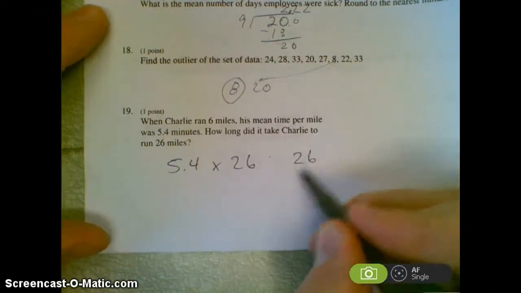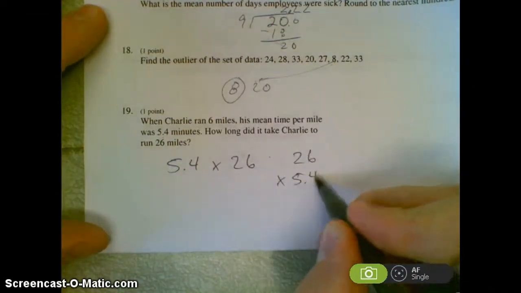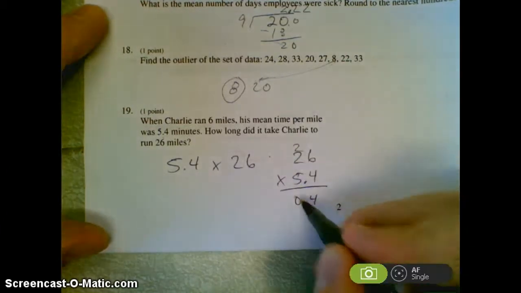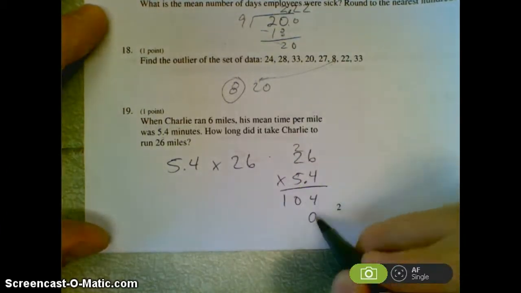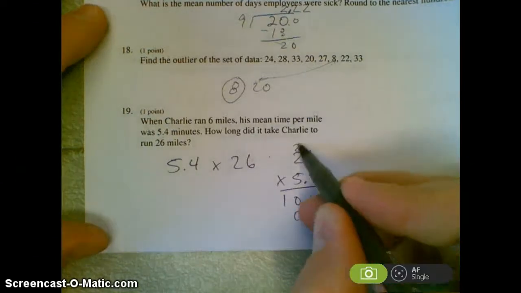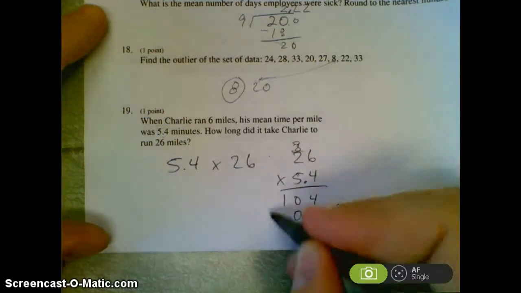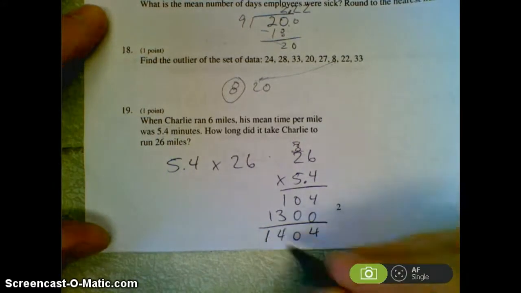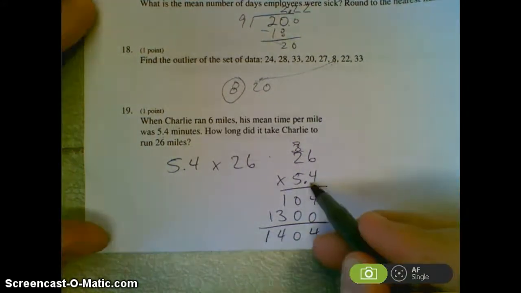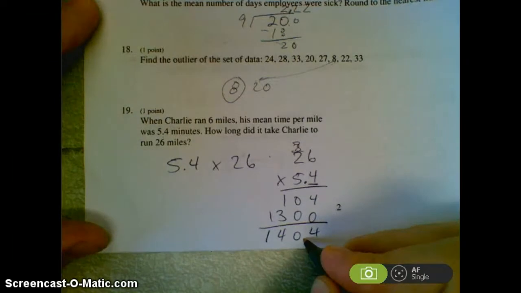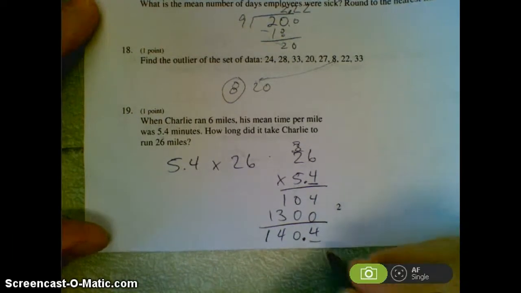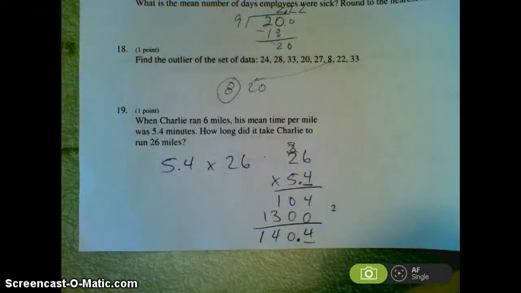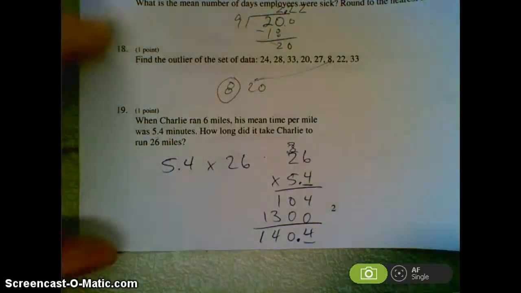So we take 26 times 5.4. We've got, that's 24, 8. Got a placeholder 0, 30, 10, 11, 12, 13, 4, 0. And since we had 1 decimal place, our answer also has 1 decimal place. So that is 140.4 minutes. That's like 2 hours and 20 minutes. Go Charlie.